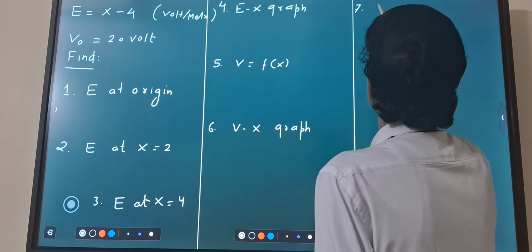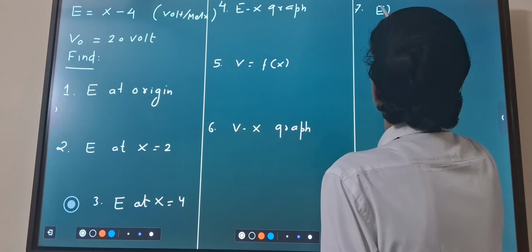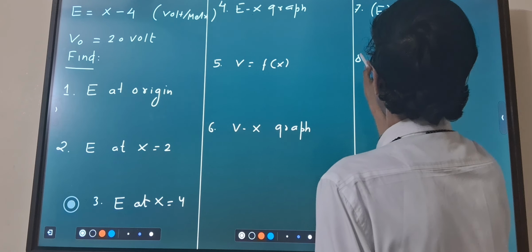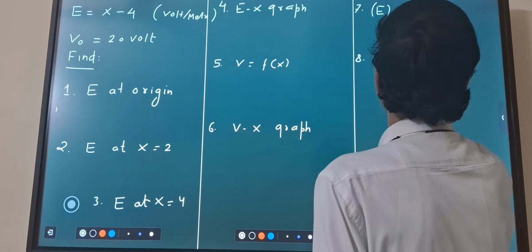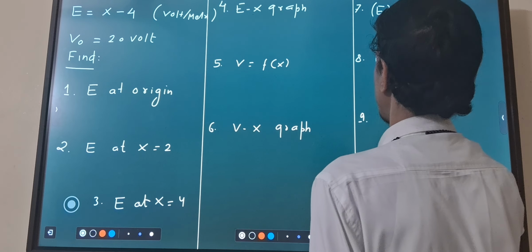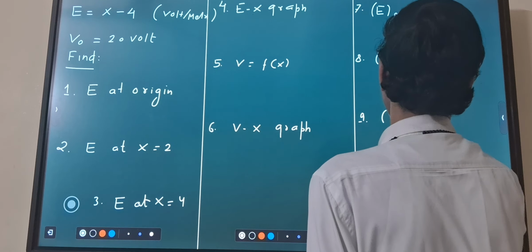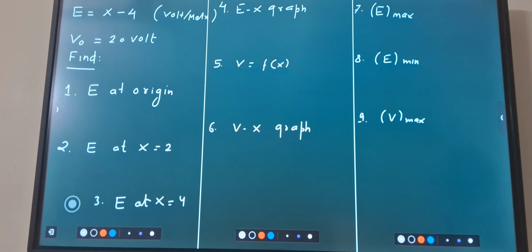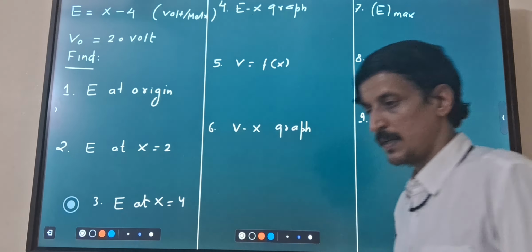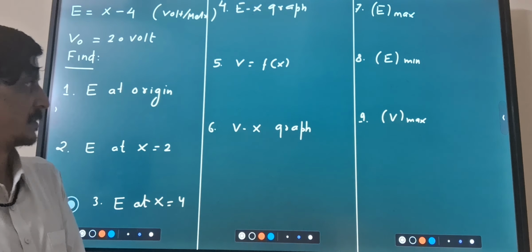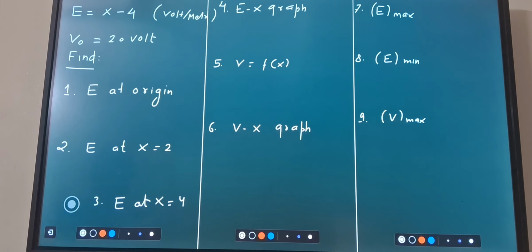Seventh is the maximum value of electric field. Eighth is the minimum value of electric field. And ninth is the maximum value of potential possible for this case. So it's a standard question relating electric field and the potential. So let's try solving this question.